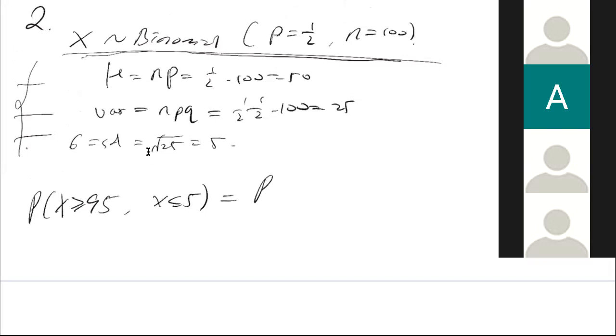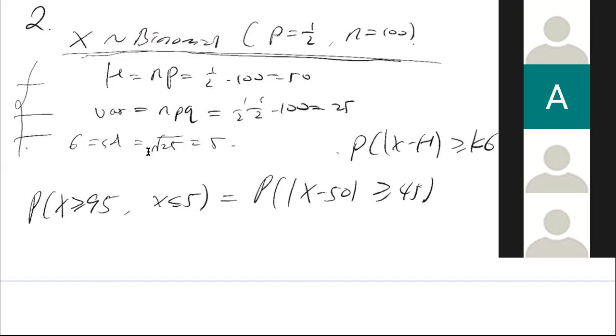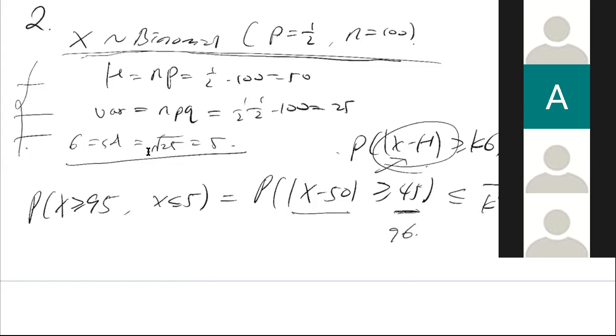We want to translate this problem into some form of X minus mean that is greater than 45. Because we want to use Chebyshev, and Chebyshev is X minus mean is greater than k sigma, we always need to first fix X minus mean here. So we write X minus mean and see what numbers we can fit in on the right hand side. Since sigma is 5, 45 is 9 sigma. So the question is asking X minus 50 is greater than 9 sigma. And because of Chebyshev, this is less than 1 over k squared, which is 1 over 9 squared in this situation.